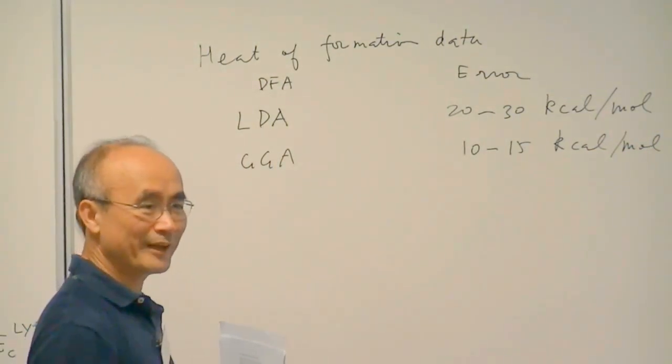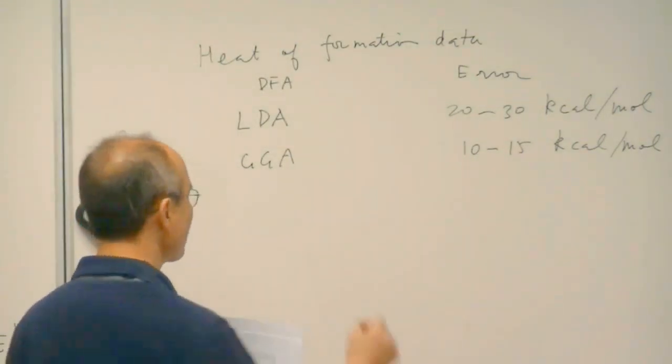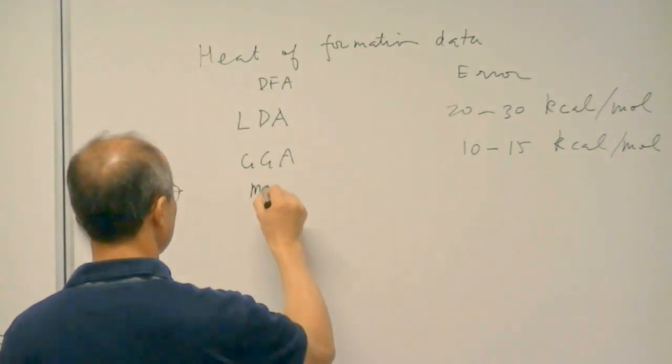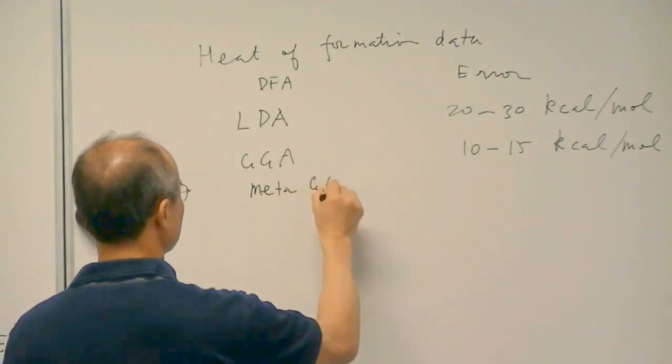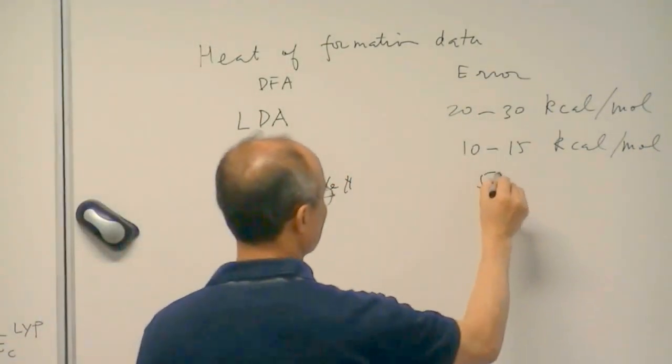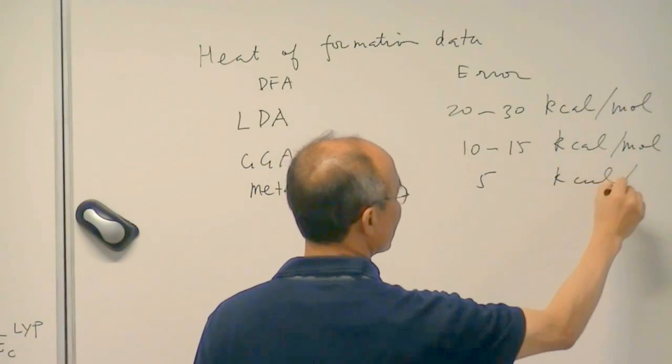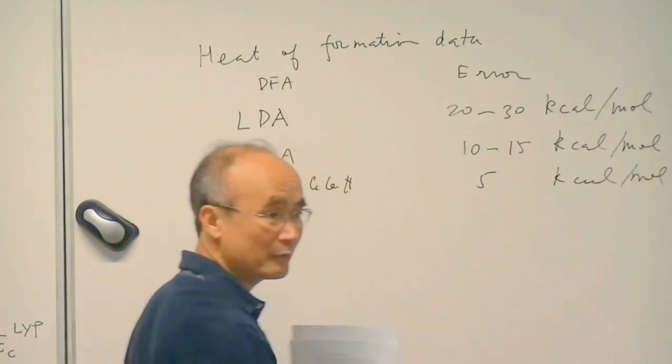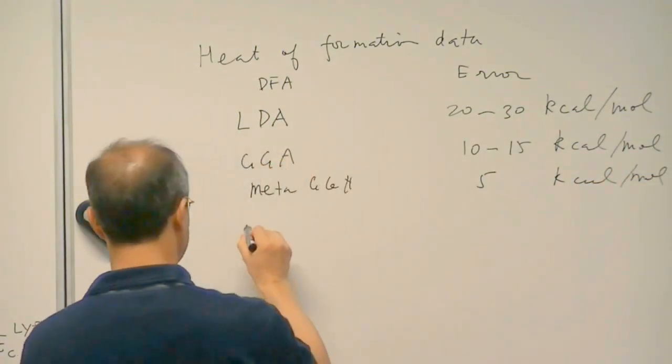So what will be the meta-GGA scale? It's matching the hybrid. The hybrid is very close to that.